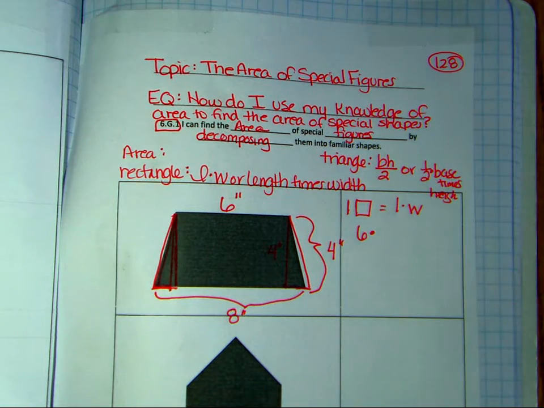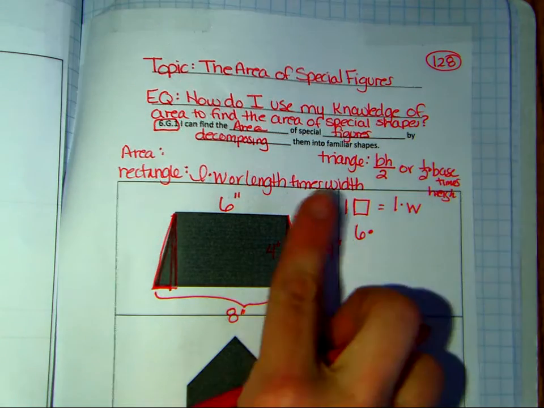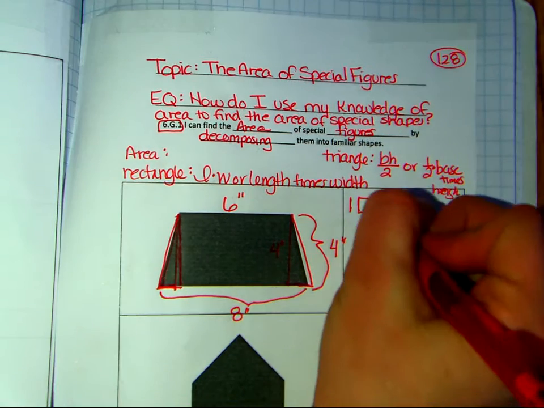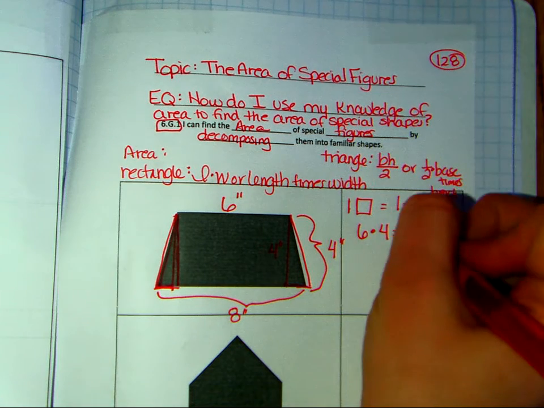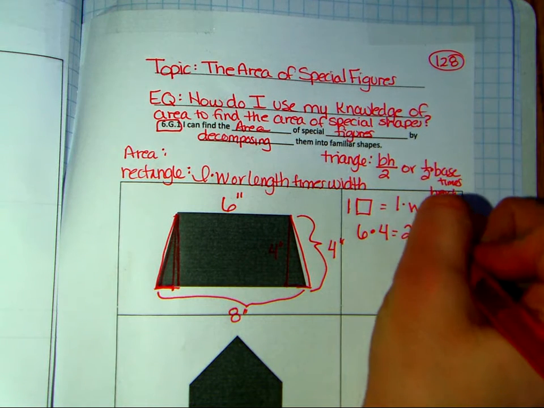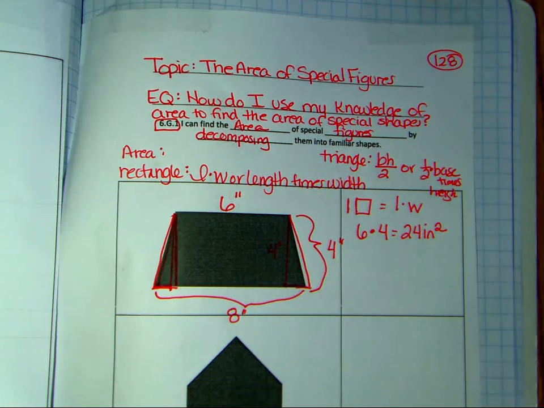Now what would the height be? What would the height be of that rectangle, Riley? 4, right? It'd be with this. Okay, class, what is 6 times 4? 24. So 24 inches, and because we're doing area, we have to square it, right?